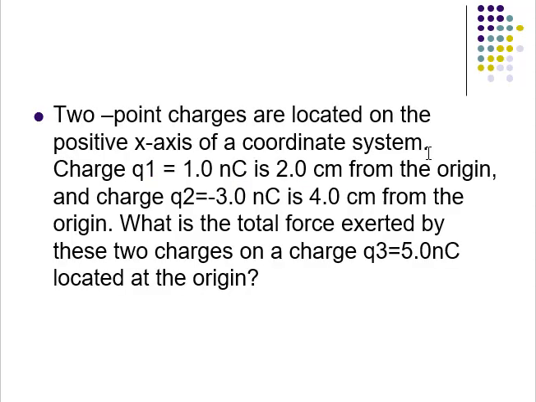Okay, so let's start. 2-point charges are located on the positive x-axis of a coordinate system. Charge Q1, which has 1 nanocoulomb, is 2.0 centimeters from the origin. So it's located at positive x. And then we have charge Q2, which is negative 3 nanocoulomb, located 4.0 centimeters from the origin. What is the total force exerted by these two charges on charge Q3, which is 5 nanocoulomb, located at the origin? So for us to be able to understand this problem better, we have to illustrate it first.